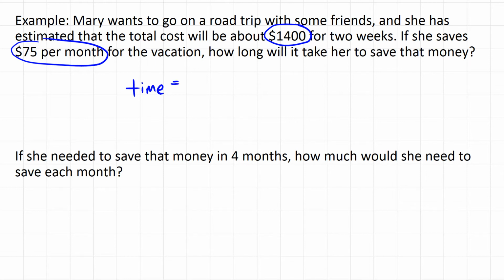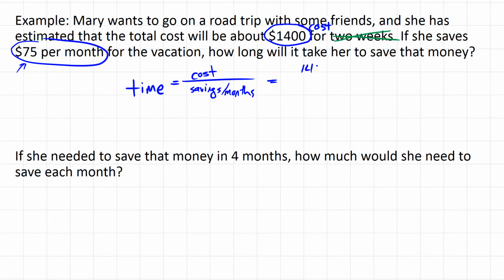In this case, the cost that we're concerned with is $1,400. Notice that how long the vacation is doesn't matter. What matters is the cost of the vacation and how much she can save per month. So this is her per month savings here. So to find the amount of time it's going to take, we need to take the cost and divide it by the savings per month. That's going to tell us the number of months that's going to be required to save that $1,400.